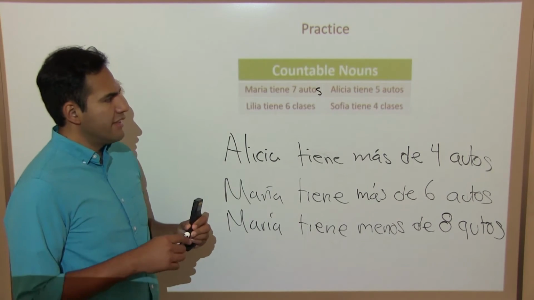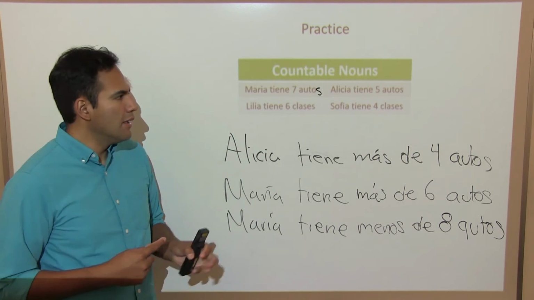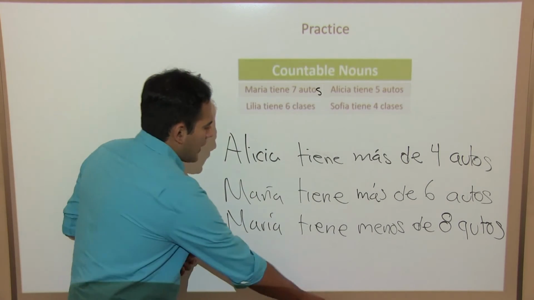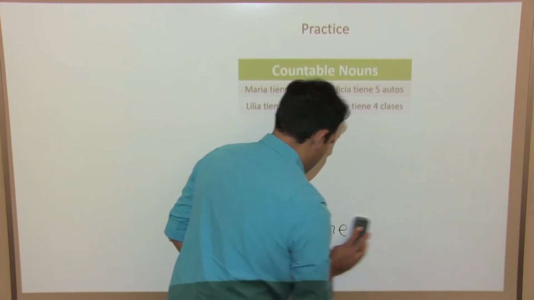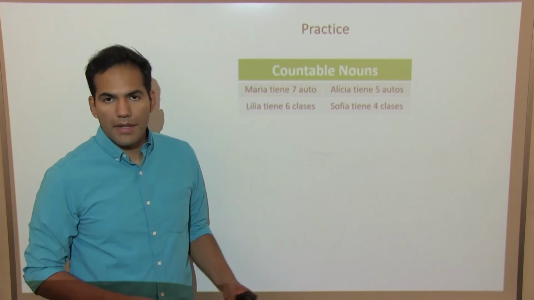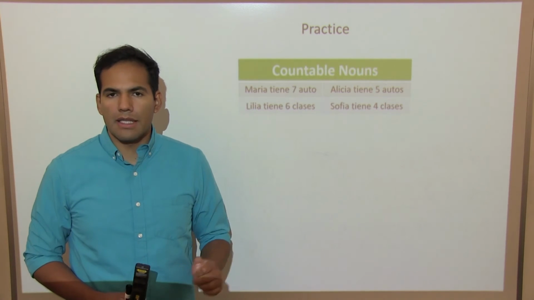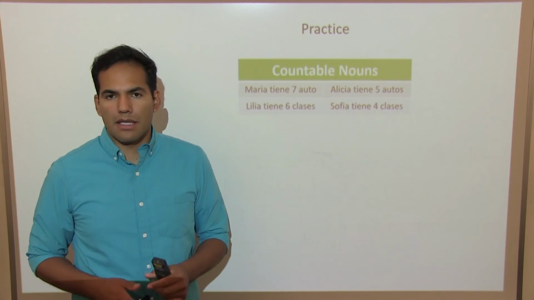So I hope this video was useful for you to know how to express comparisons of inequality when a number is given for countable nouns. As long as you understand the pattern for this type of sentences, it's going to be useful. So again, just make sure that you have the number and a countable noun, and this construction will be able to help you with this type of comparisons.